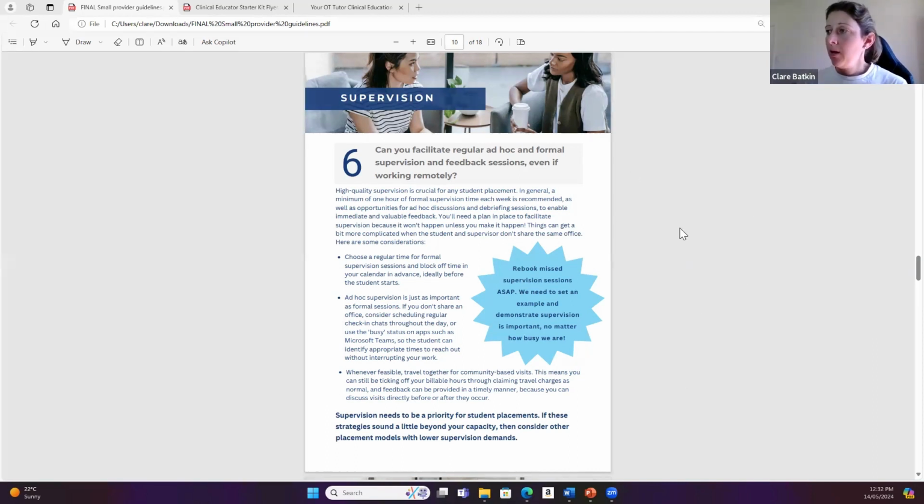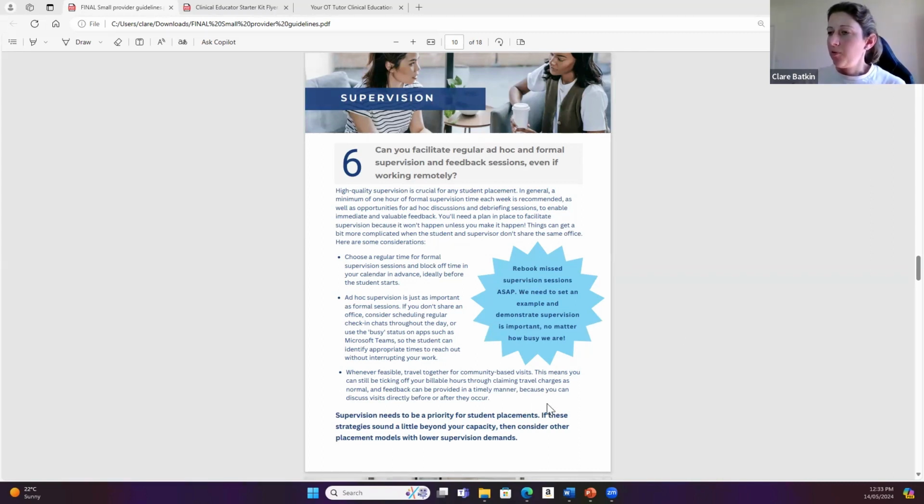Some things you could consider: maybe blocking out regular time as soon as you know when the placement is happening. Block out those times and stick to them so that appointments don't overtake that supervision time. Make sure you've got some ad hoc supervision opportunities. If you're working from home and using something like Microsoft Teams, can you use your busy or free status so that the students know when they can interrupt you for a quick question, because you're not on a call with a different client or in another meeting? Use that really strictly so they know when you're free or not free.